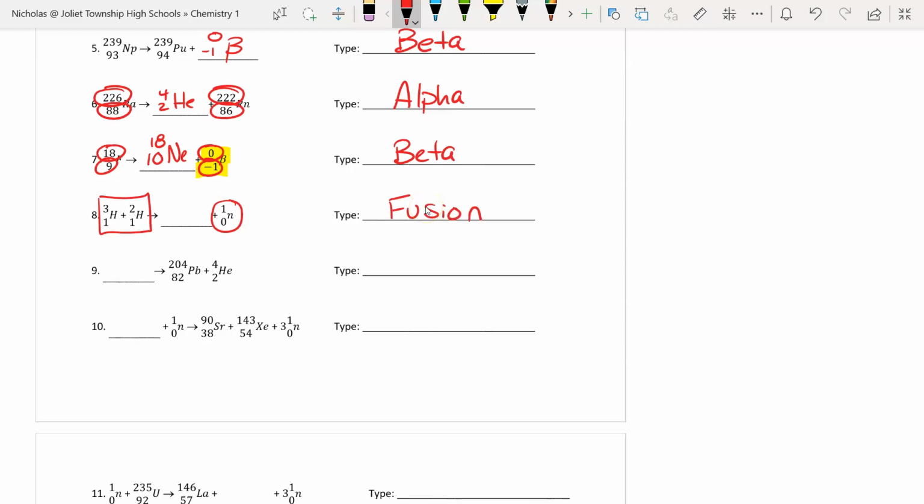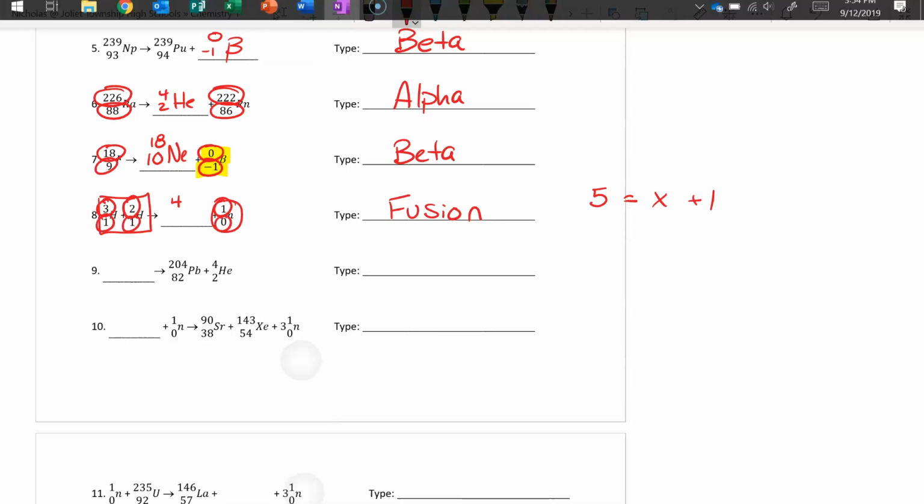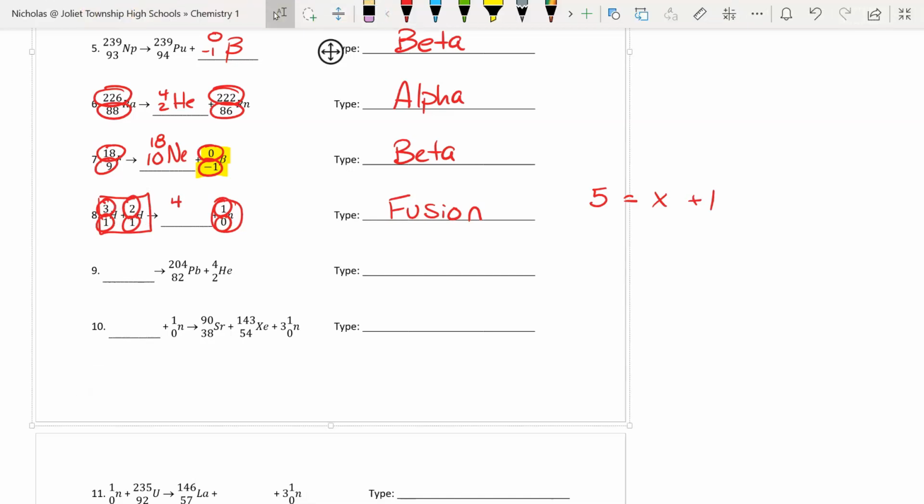Okay, so if you look on the left side of the equation, we have a mass of 5. That's the 3 and the 2. And this is going to be equal to x plus 1. The 1 is coming from our neutron over here. So by doing some math here, we discovered that our mass is going to be 4. And then let's see, on the left side of the equation, we have 2. So we've got 1 proton, 1 proton. Here, the neutron has no protons, so this is going to be 2.